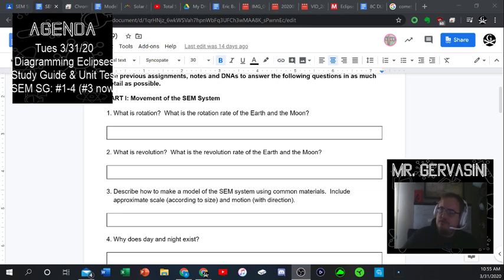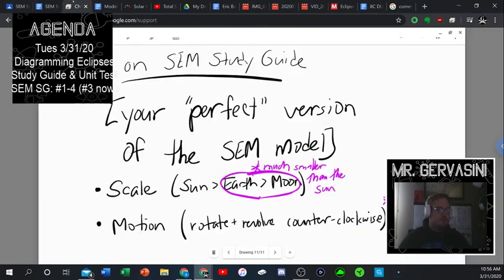We diagrammed eclipses. We talked about the study guide. You are doing 1 to 4. I did 3 with you, and I just kind of showed you what you would put for number 3. So you're doing 1 to 4. This is your reference for number 3: rotation of the Earth, rotation of the Moon, revolution of the Earth, revolution of the Moon. Why does day and night exist? By Eric.